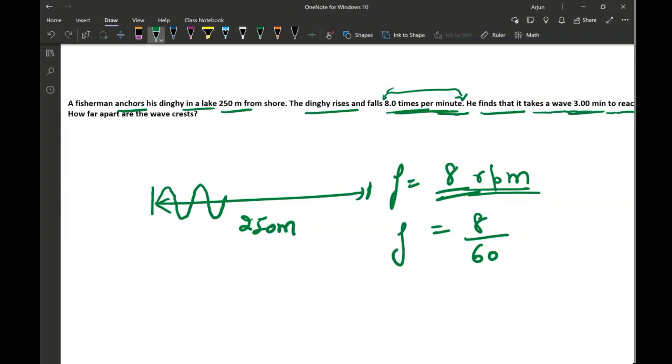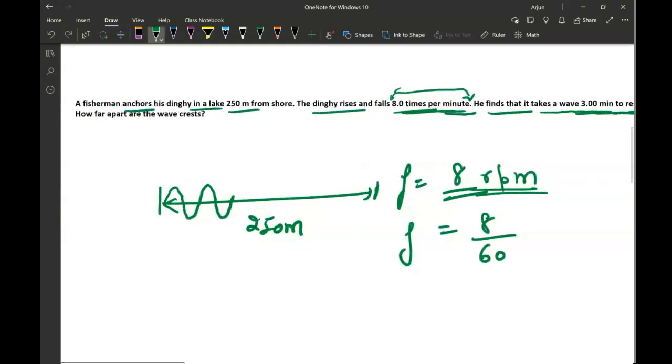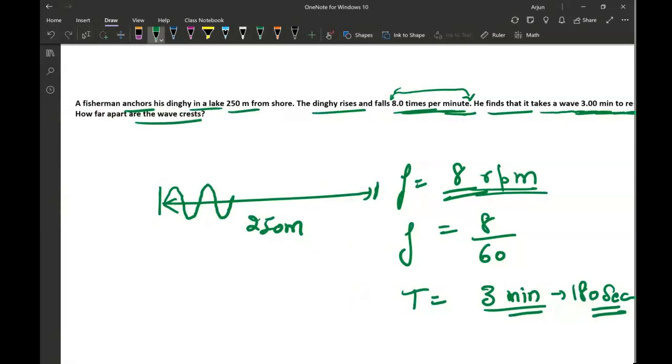He finds that it takes the wave 3 minutes to reach the shore. So time taken is equal to 3 minutes, which can be written as 180 seconds, because 1 minute equals 60 seconds. And how far apart the wave crests are, so what we are looking for is the wavelength, lambda.